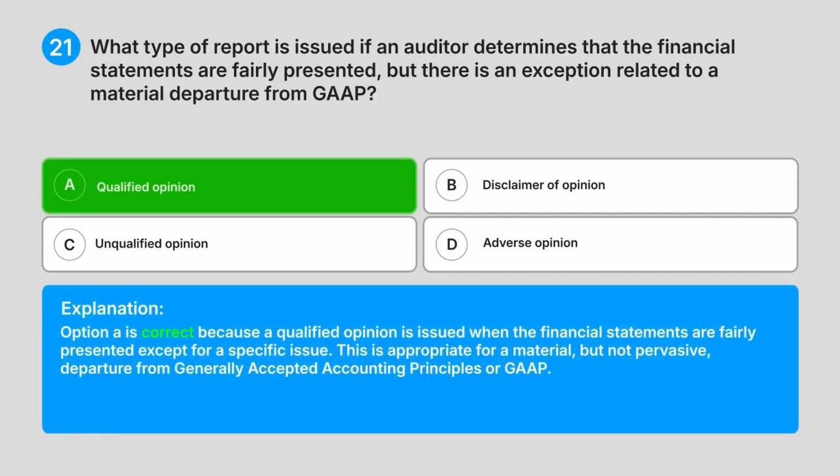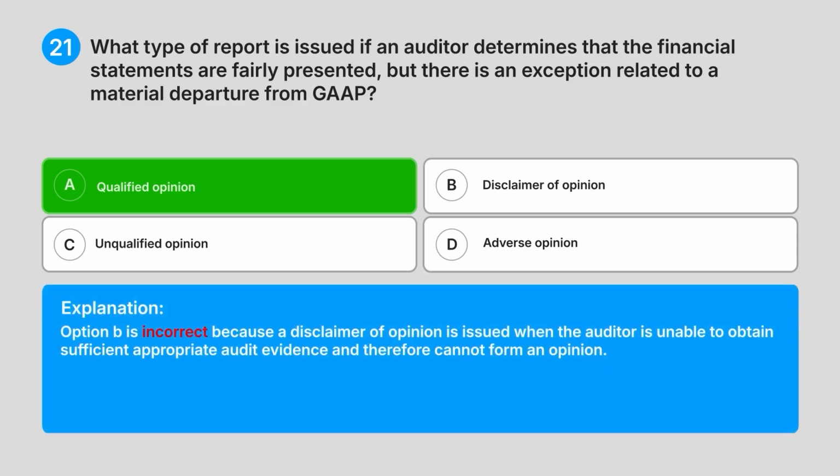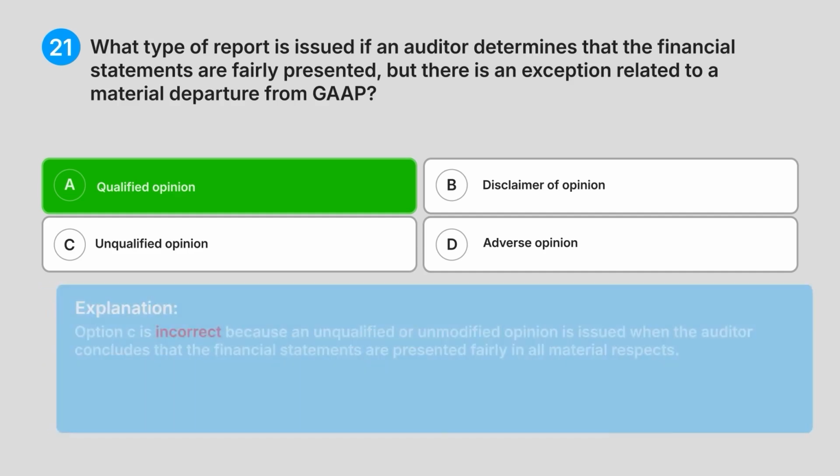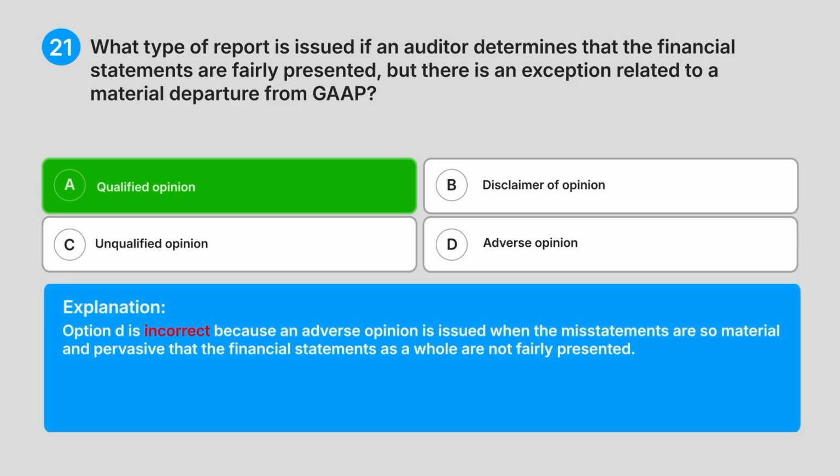Explanation. Option A is correct because a qualified opinion is issued when the financial statements are fairly presented, except for a specific issue. This is appropriate for a material, but not a pervasive departure from generally accepted accounting principles, or GAAP. Option B is incorrect because a disclaimer of opinion is issued when the auditor is unable to obtain sufficient appropriate audit evidence and therefore cannot form an opinion. Option C is incorrect because an unqualified or unmodified opinion is issued when the auditor concludes that the financial statements are presented fairly in all material respects. Option D is incorrect because an adverse opinion is issued when the misstatements are so material and pervasive that the financial statements as a whole are not fairly presented.